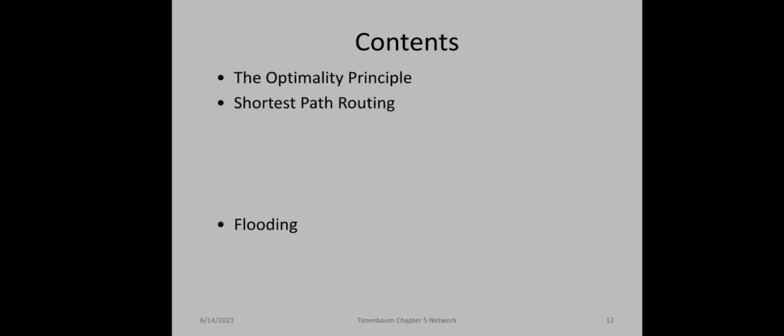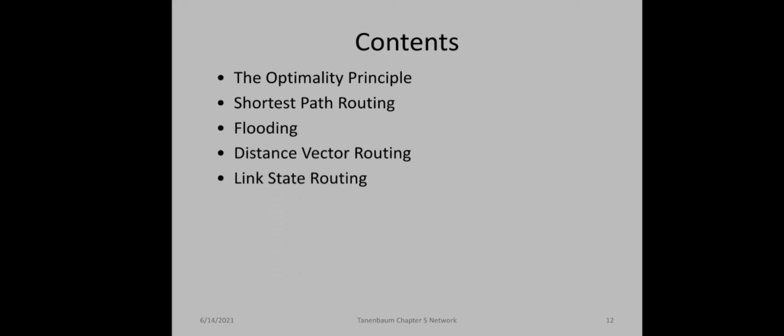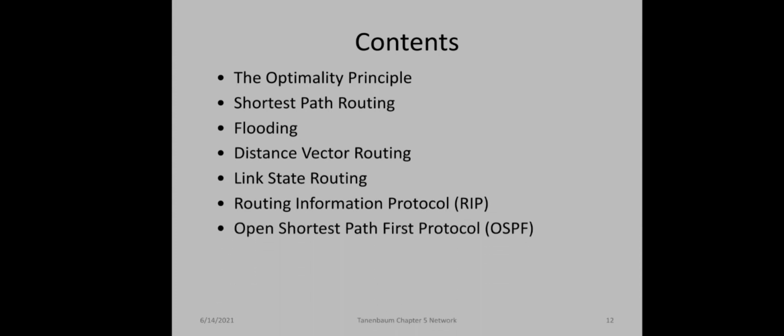And these are the topics we have to discuss. The optimality principle, the principle which is used for selecting different routes, then different routing techniques like shortest path routing, flooding, distance vector routing and link state routing. And then two specific protocols, those are routing information protocol RIP and open shortest path first protocol, that is OSPF. Then we will discuss routing for mobile hosts.